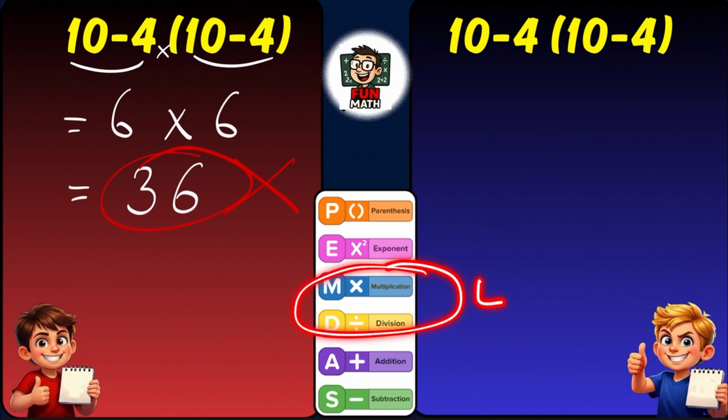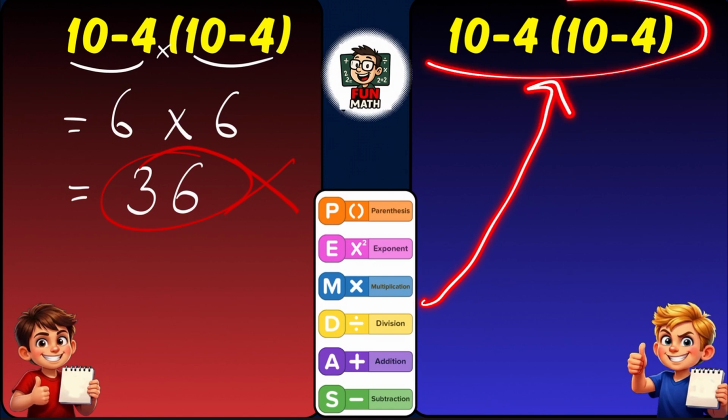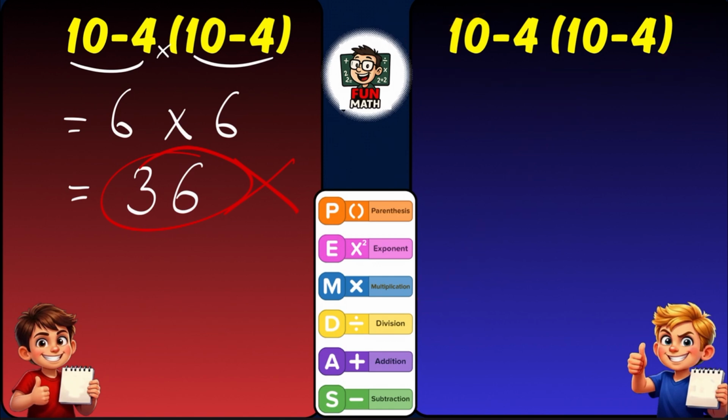We have one more feature here. There's no order between multiplication and division. Operations are performed from left to right. Similarly, there's no order between addition and subtraction. Operations are performed from left to right. Now, let's solve it again following the rule. First, the expression inside the parentheses is done. 10 minus 4 equals 6.